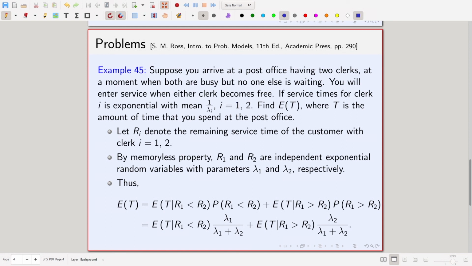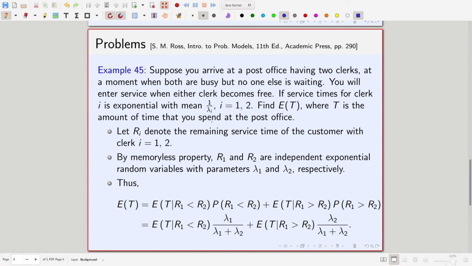Now the service times for clerk i are exponential with mean 1 over lambda i, for i equal to 1, 2. In the previous problem the service times were all the same, but here clerk 1 has service time exponential with mean 1 over lambda 1 and clerk 2 has service time exponential with mean 1 over lambda 2. So basically it is exponential with parameter lambda 1 and exponential with parameter lambda 2. If the distribution is given as exponential with some mean, then to find the parameter, just invert the mean.